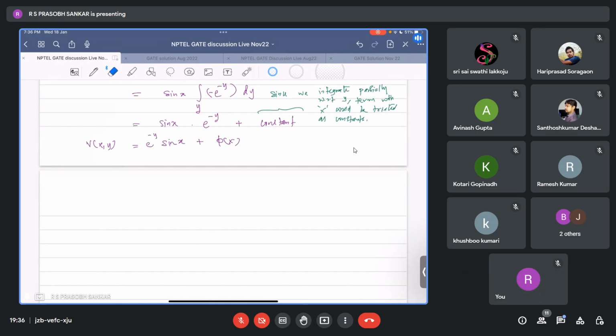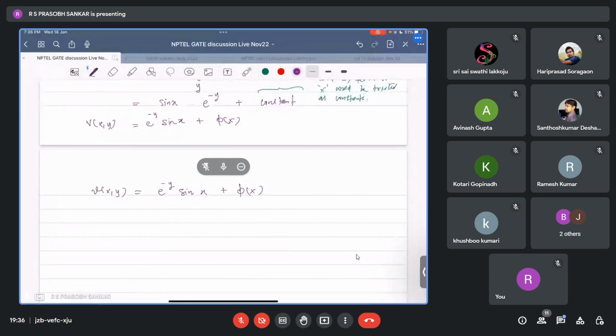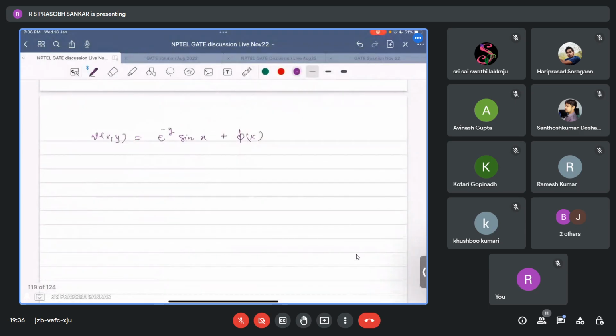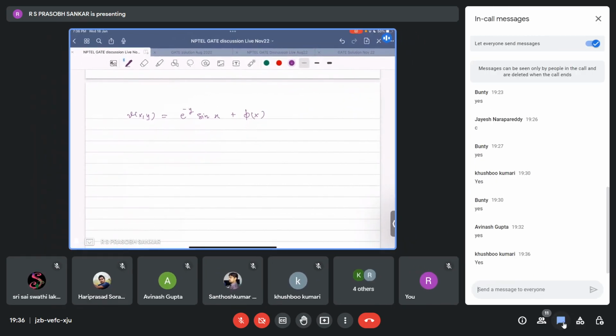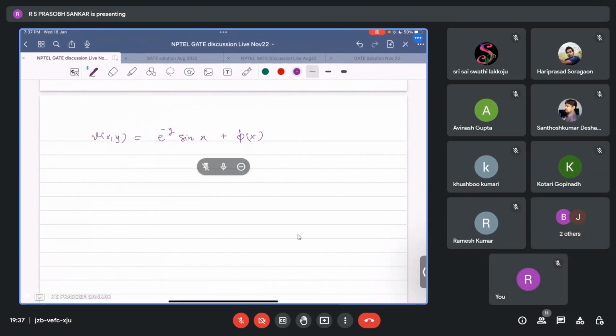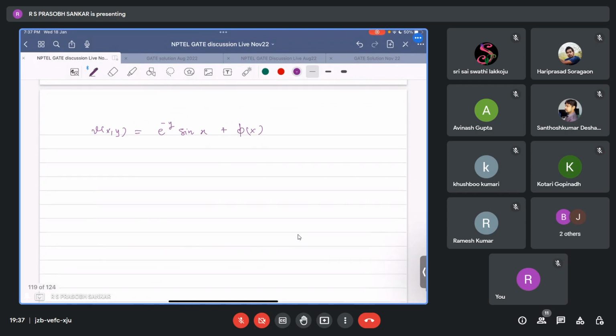So what do we have? I think there is some issue with the internet. Okay, fine. I think it's fine. By the way, if something is not clear, or if I'm not audible, please let me know. So this is what we have for the imaginary part: v of x y is e raised to minus y sin x plus phi of x.